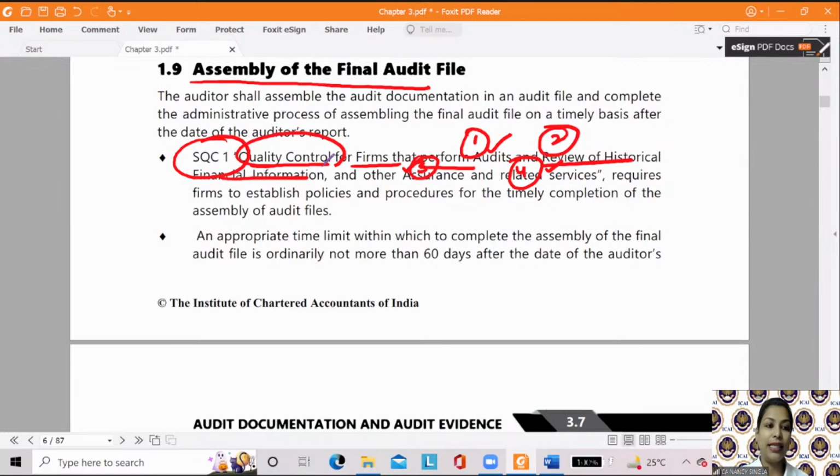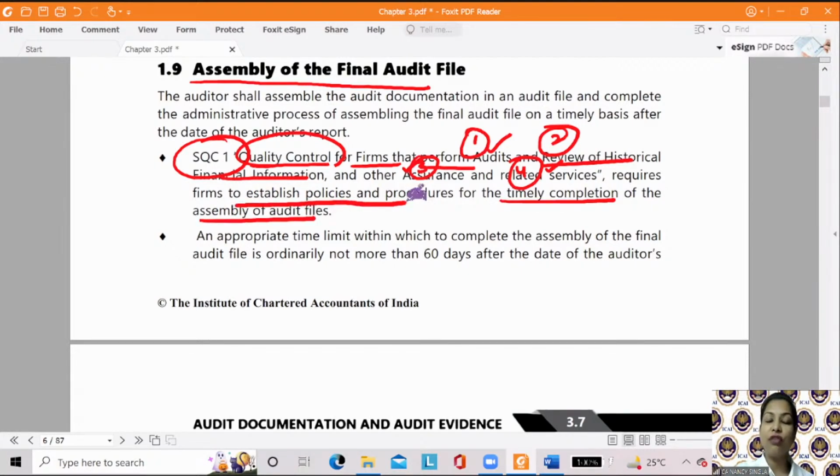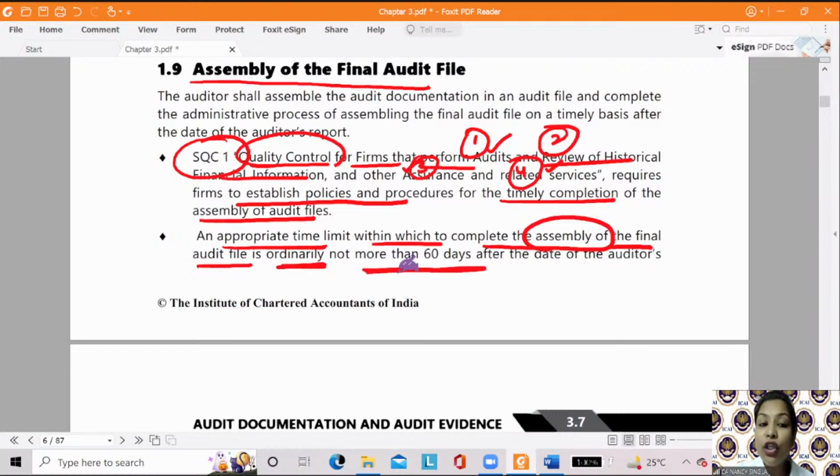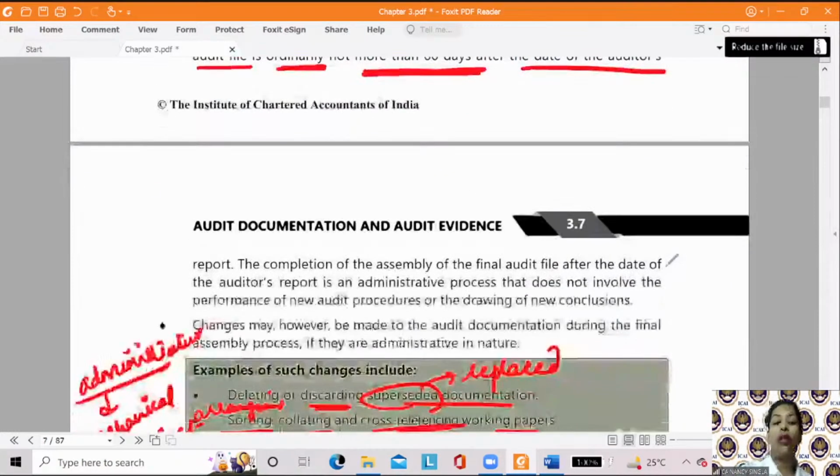Okay. So SQC 1 always says that the firm should establish policies and procedures with respect to assembly of the final audit file, for the timely completion of assembly of the audit file. So first of all, the firm will establish the policies and procedures. An appropriate time limit within which to complete the assembly of the final audit file is ordinarily not more than 60 days from the date of auditor's report. The date of auditor's report is when the audit report has been signed. So not more than 60 days from that date, a 60-day period is given for the assembly.